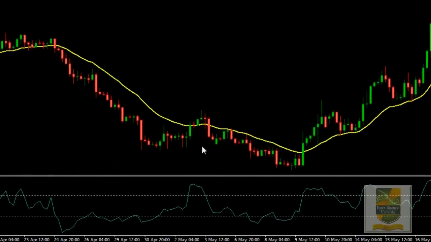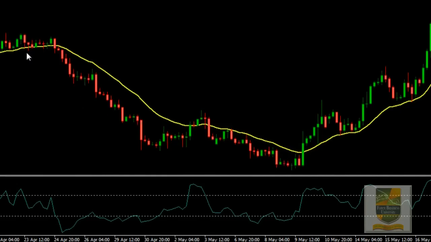So how I would like to use this indicator is I would like to see price breaking this 21 EMA, then retracing back to it, and then we're going to wait for the CCI indicator to go into an oversold area because we are in a downtrend.